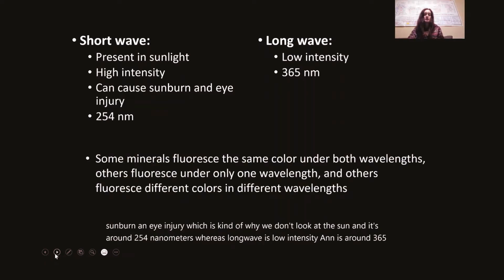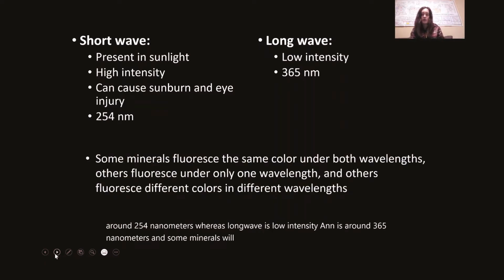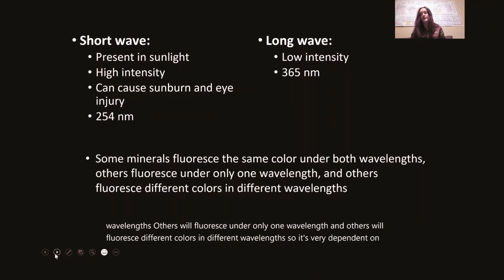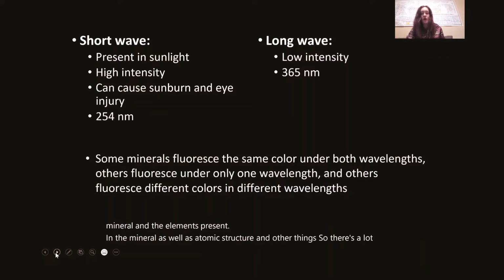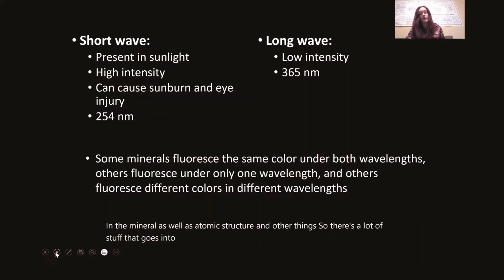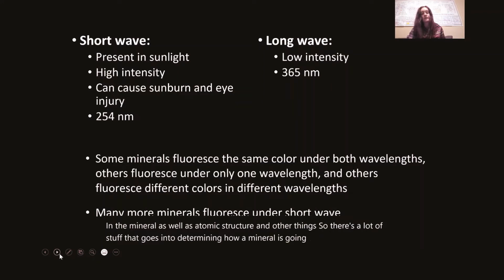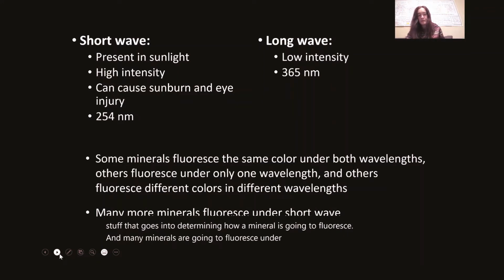And some minerals will fluoresce the same color under both wavelengths, others will fluoresce under only one wavelength, and others will fluoresce different colors in different wavelengths. So it's very dependent on the mineral and the elements present in the mineral, as well as atomic structure and other things. So there's a lot of stuff that goes into determining how a mineral is going to fluoresce. And many minerals are going to fluoresce under shortwave UV light.